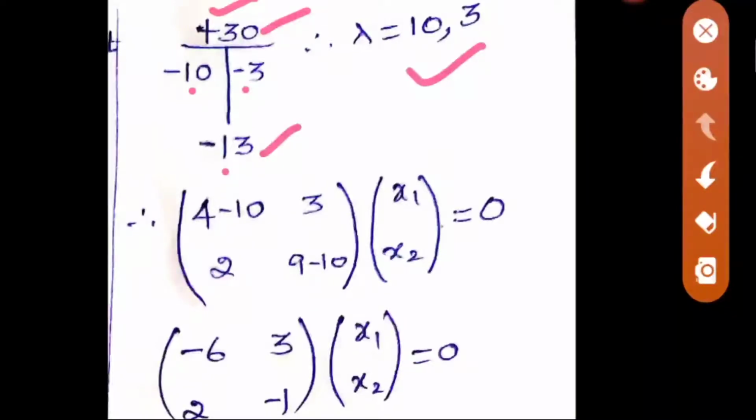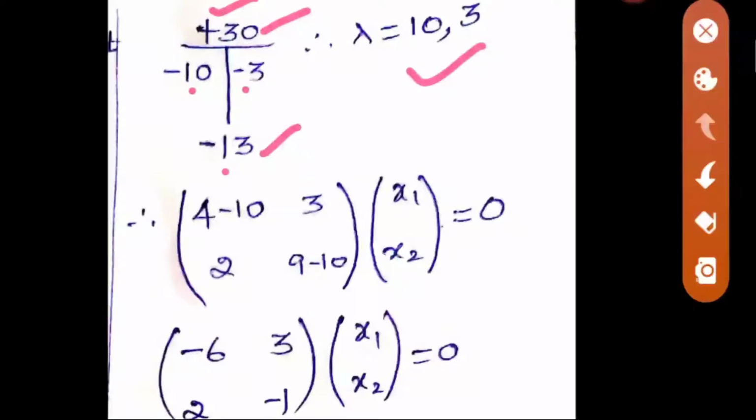Now we have got these values. What you should do is substitute these values in the formula which we derived first, with the lambda we derived now, and multiply it with the x1, x2 matrix. Now you will get the eigenvector here. This is the next step we are going to do.